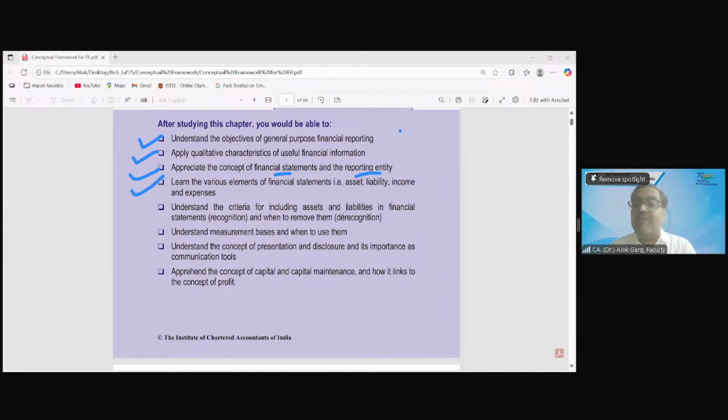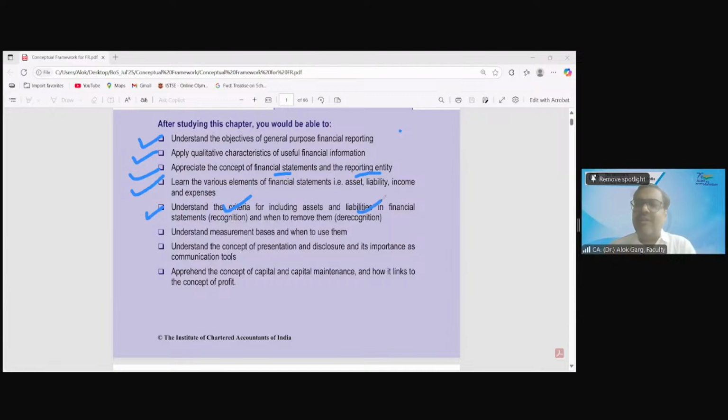Okay. So this framework also gives you the definition and explanation of what is an asset, what is a liability, what is an income, what are the expenses, what is meant by equity. Okay. So it talks about the various elements of the financial statement also. This standard also gives you the criteria for including assets and liabilities in the financial statement and removing them. Means it also provides you the criteria for recognition and derecognition.